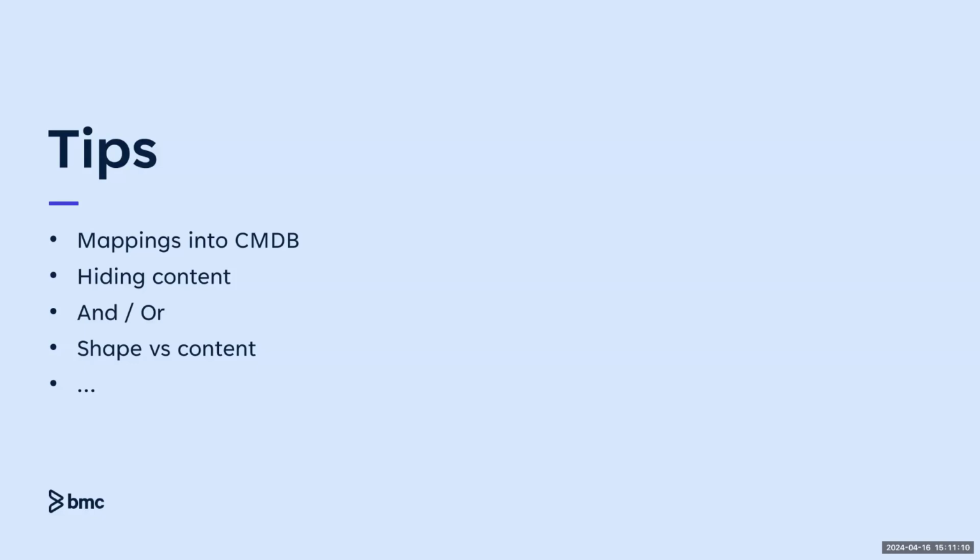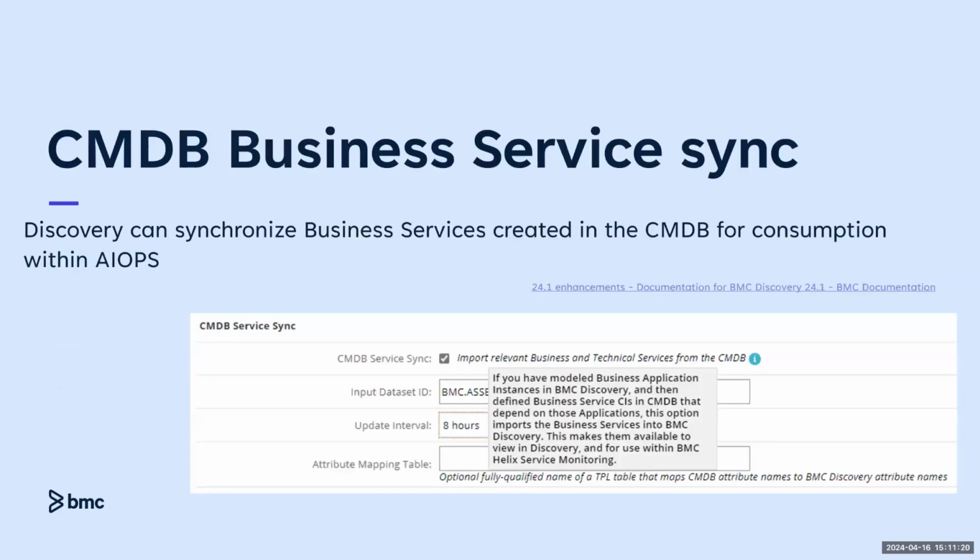And there was one other thing that came out recently in version 24.1, which is business service sync. And I gave this one its own slide because I quite like it. I think it's a fantastic opportunity that we now have. You may well have existing business services in your CNDB, or you may want to create the top level business services in your CNDB, but you want Discovery to manage the content. So you can create business application instances in Discovery. They naturally sync over to the CNDB.